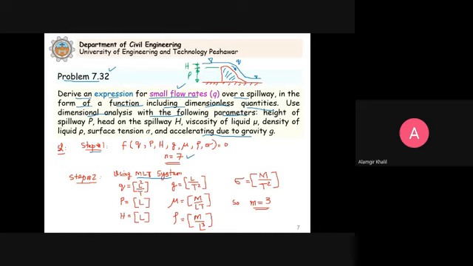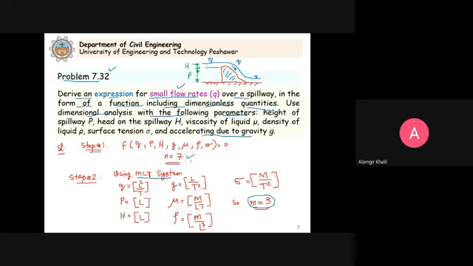You can see here, if you make any mistake here, definitely there will be a problem in the solution. So you can see here that L is present, M is present, T is present. So that's why m is equal to 3. All the 3 fundamental dimensions are present. So m is equal to 3.